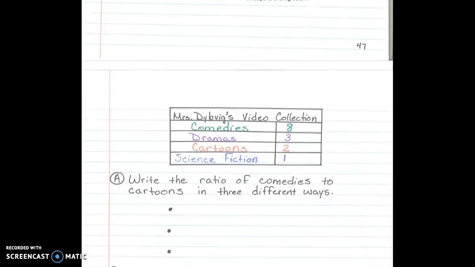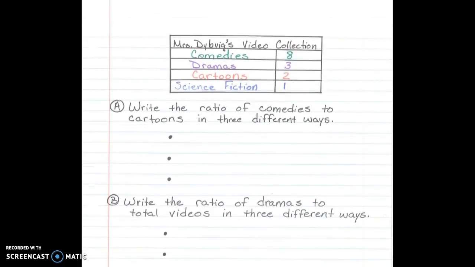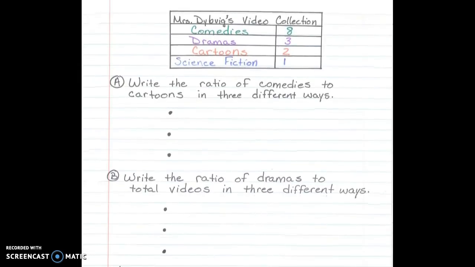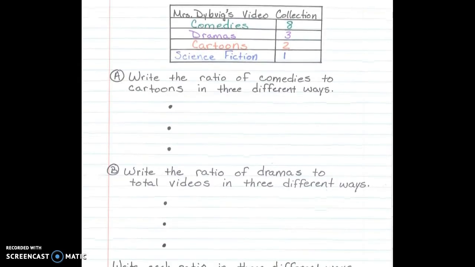Let's see examples of this. If Ms. Dybvig has a video collection, so I have some DVDs, and I have 8 comedy DVDs, 3 drama DVDs, 2 cartoon DVDs, and 1 science fiction DVD, I want to write the ratio of comedies to cartoons in 3 different ways. Well, first of all, what kind of comparison is this? Well, comedies makes up part of my video collection, and cartoons make up part of my video collection. So this is a part-to-part comparison.